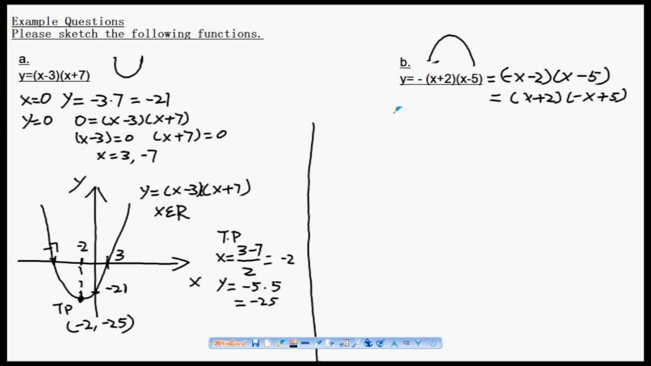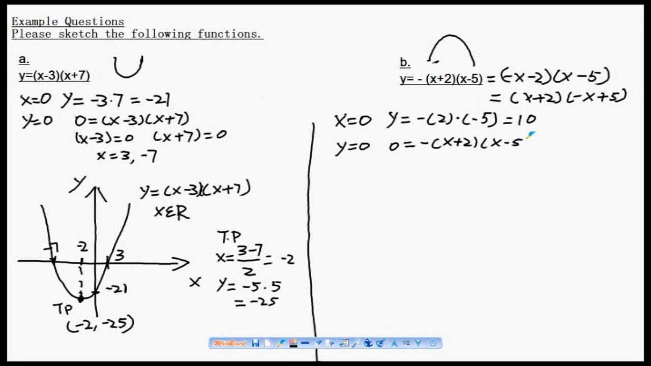Now we start finding the intercepts. First we assume x equals 0, and your y will be 0 plus 2 times 2 minus 5, which is minus 3, which is a positive 6. Sorry, I made a mistake here. It's minus 5, so it's positive 10. Your y-intercept will be positive 10, and when we assume y equals 0, we have 0 equals minus x plus 2 and x minus 5. So your x will be minus 2 or positive 5.